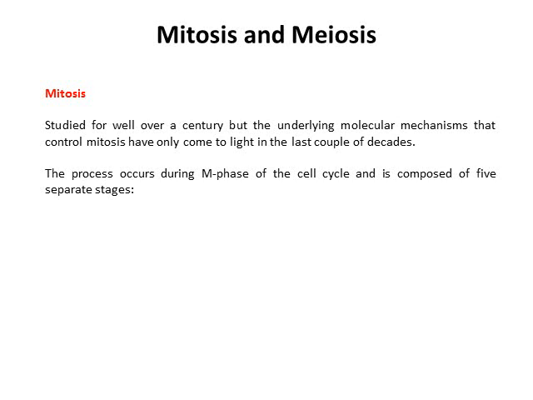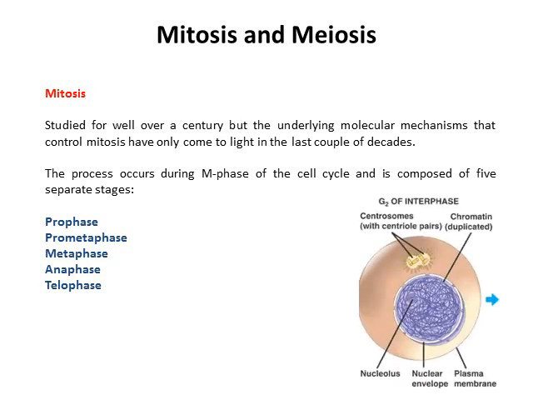So the process occurs during M phase, which we've talked about in previous lectures on cell cycle, and effectively M phase, or the process of mitosis, is composed of 5 separate stages, which you may have heard of already at A level, I guess. So these are prophase, prometaphase, metaphase, anaphase and telophase. So a bit of a mouthful, some of those names, but they're the 5 main stages that make up mitosis. So we'll go through what each of those encompass over the next few slides.